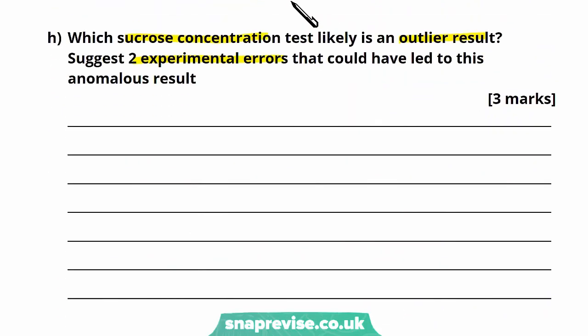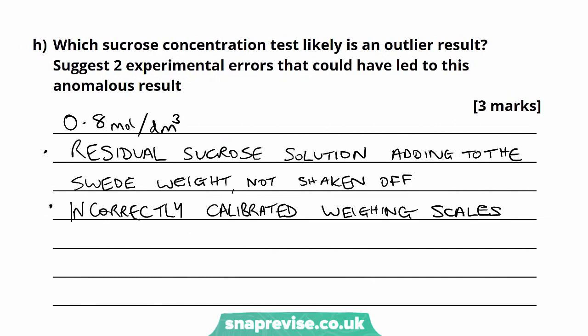So I'll show you what I've written here. So which sucrose solution is likely to be the outlier? I've put 0.8 mole per decimeter cubed. That answers the first mark. Suggest two experimental errors. So I've put that perhaps when weighing the potato, we may have said that there wasn't as much loss because some of the sucrose solution may have resided on the cube, so it wasn't shaking off as much as the others. And that was one of the areas we talked about in our video, about how solution can stick to the side of the potato cube, or the Swede cube in this case, and it might add to the weight and incorrectly identify that there wasn't much loss at all.